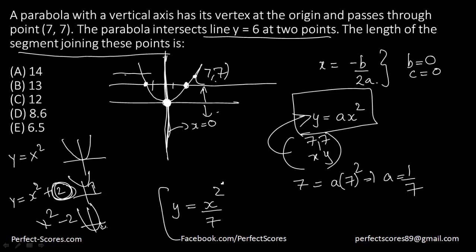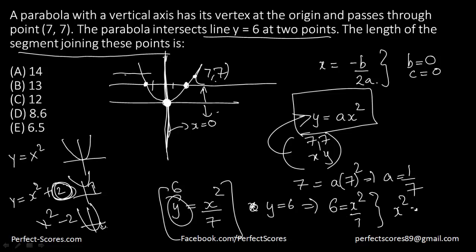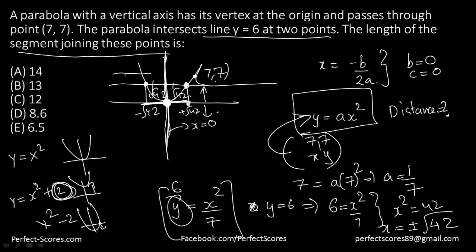Now, at y is equal to 6, what is going to be the value of x? If I substitute y is equal to 6 here, I'll have 6 is equal to x square over 7. That means x square is equal to 42. That means x is equal to plus or minus square root 42. That means this is equal to plus square root 42 and this is equal to minus square root 42. That means the distance from here till here is square root 42 and the distance from here till here is square root 42. That means the total distance that I'm looking for is equal to 2 times square root 42.